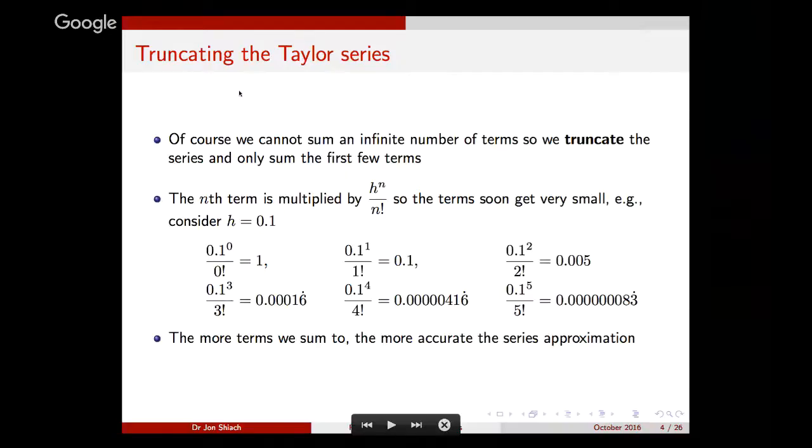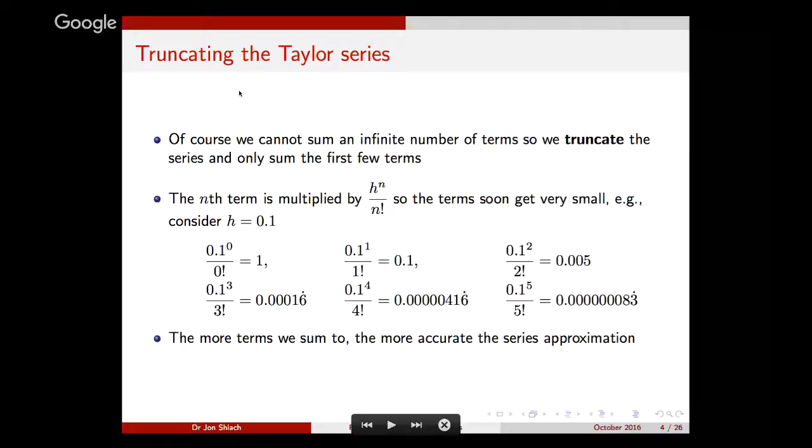Now that's okay. The reason it's okay is because of the denominator of this term here, h to the power n over n factorial. Doesn't matter what h is, pretty much. The n factorial soon becomes very, very large. So if we consider a fairly large step length, which is 0.1: after the 0th term, we've got h to the power 0 over 0 factorial. Remember, 0 factorial is 1. So we have 1. After the first term, we have 0.1. Second term, we multiply by 0.005.